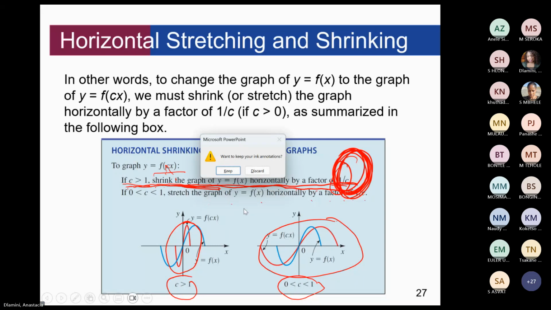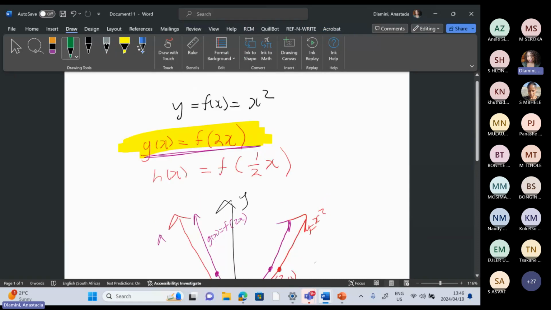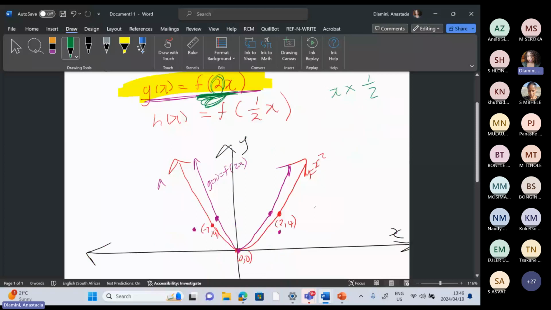Let's go back. It means that for me to get the values of this one here, I have to take the x values of this. Remember the x value is that, right? For g of x, the x value will be x times 1 over c. In our case, c is what? Is 2, isn't it? Yes. So then it's x times 1 over 2. Now our x at this point is negative 2. So it's negative 2 times 1 over 2, which gives us negative 1. That's why we got negative 1.